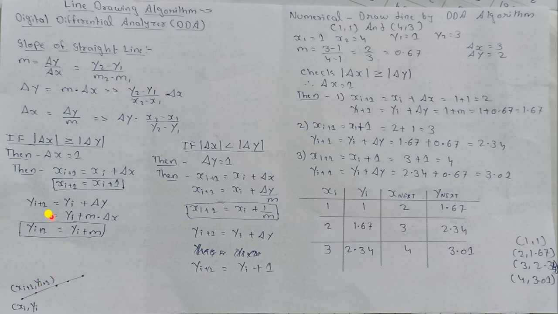Now we have to find yi plus 1. So yi plus 1 equals yi plus delta y. I put yi as it is. What is delta y? Delta y is m into delta x. I write m as it is. What is delta x? It is 1. If I multiply m by 1, the value remains the same. So yi plus 1 equals yi plus m. This is the formula to find yi plus 1.